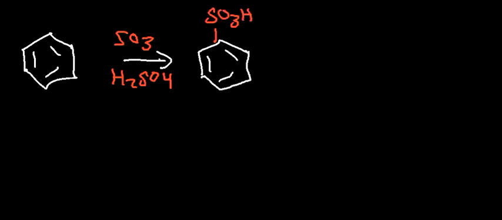Now, let's say we continued and we added methyl chloride with AlCl3. This is the Friedel-Crafts alkylation reaction. And the SO3H group will determine where that methyl group is going to go. So now we have to go back to the very beginning of what we talked about. SO3H, is it an activator or a deactivator? And is it an ortho-para director or a meta director? SO3H is strongly deactivating, and it's a meta director.